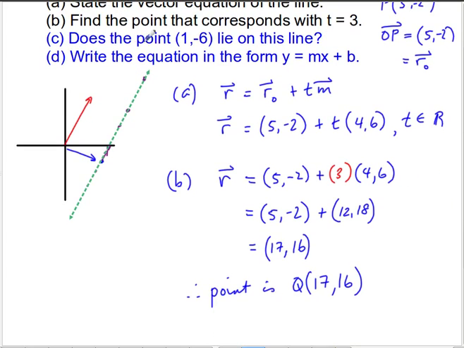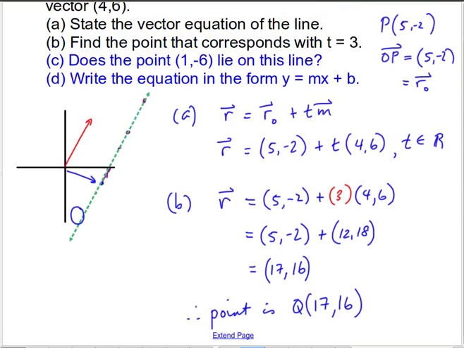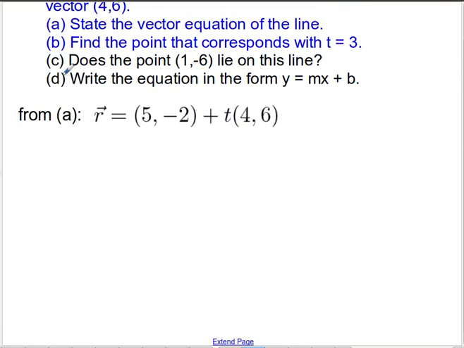Part C, does the point 1, negative 6 lie along this line? Now, my graph isn't terrible here, so 1, negative 6 is down here somewhere. Does that actually lie on the line, or is it off to the side? So I've given myself a little bit more room to move to the next page. So does the point 1, negative 6 lie on this line?